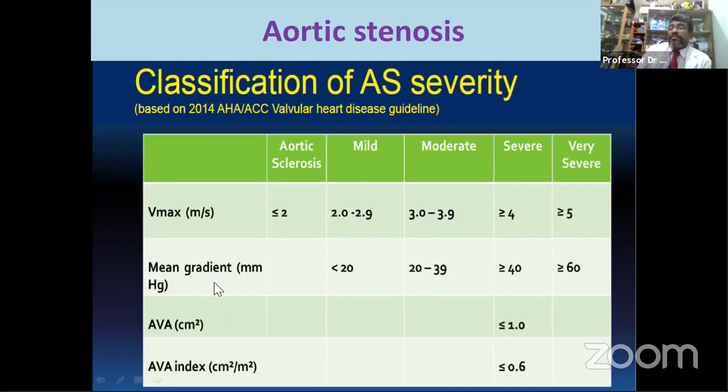How do we usually measure the aortic valve gradient? We measure the aortic valve gradient by color Doppler study. By Doppler study, usually we measure the mean gradient of the aortic valve. So it may be mild, moderate, severe, or very severe. Depending on the severity of the gradient, we divide it into mild, moderate, severe, and very severe.